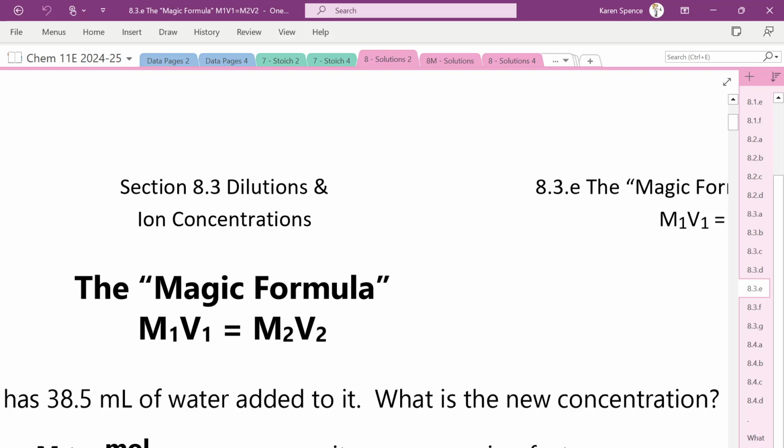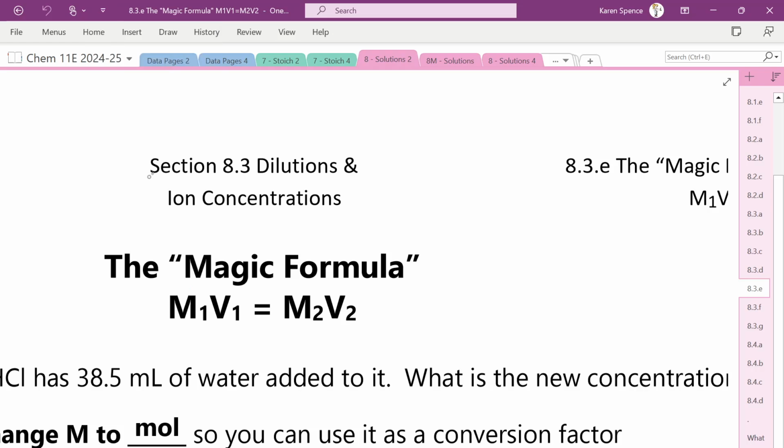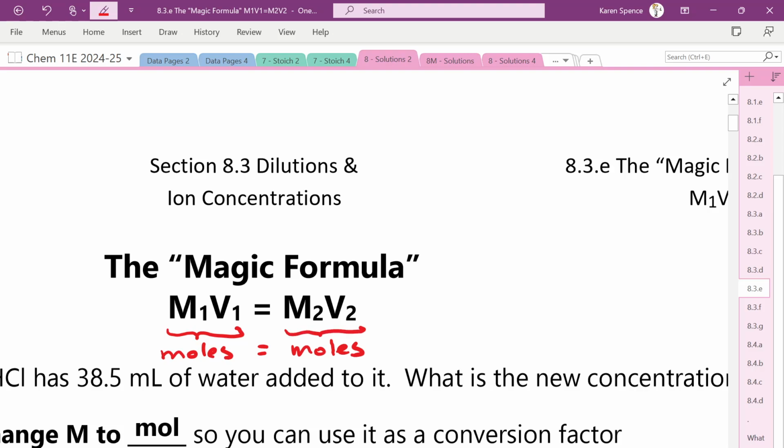And this takes advantage of the fact that, what do you get if you multiply molarity by volume? You get moles. And what do you know about the moles before dilution and the moles after dilution? They're the same. Oh, look, so moles before equals moles after. Yes? So that's all it comes down to. And what it means is that you can just chuck numbers into this formula and then you're good to go.